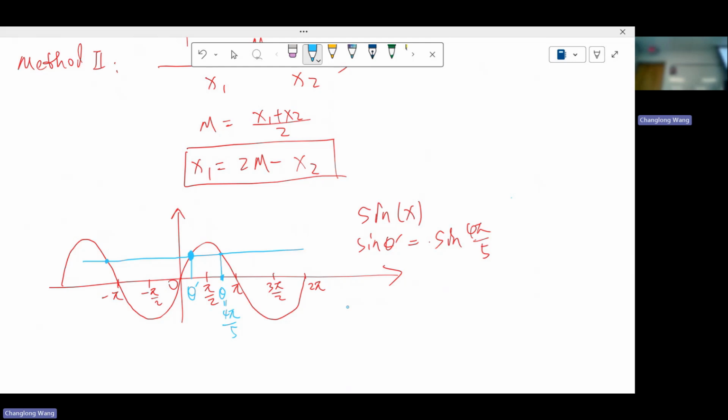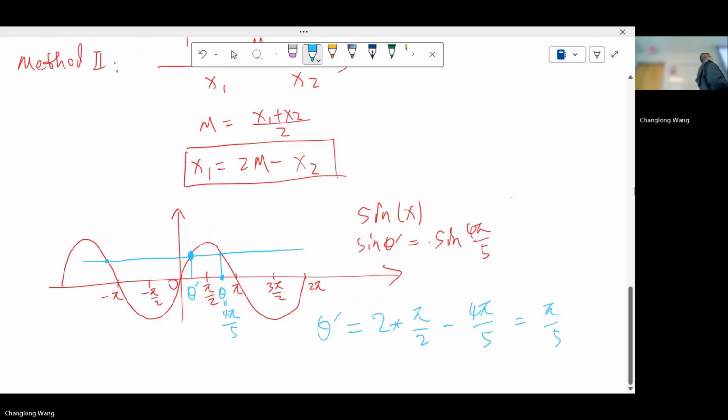How do you find theta prime? Using that midpoint formula I just told you. Isn't that just theta prime equals 2 times the midpoint, which is pi over 2, minus the other angle, which is 4 pi over 5? If you work it out, it will be pi over 5. That's all. I guarantee it works, but you need to get it ready.